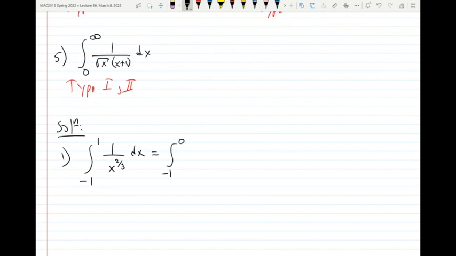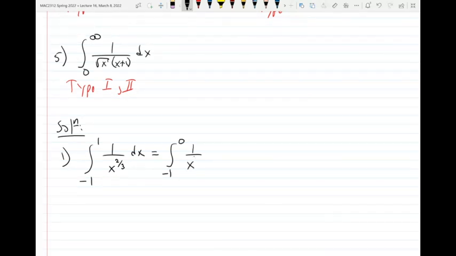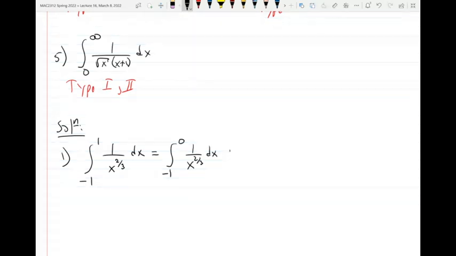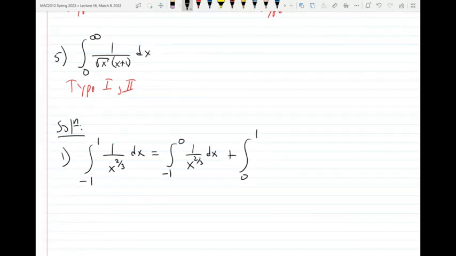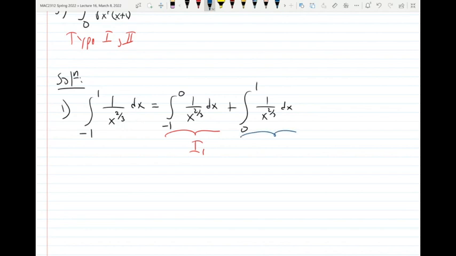So this is the same as the integral from -1 to 0. Remember, you can always pick a point inside your interval and split your integral in 2. In this case, we're picking 0 because that's the one that we want to pay attention to. And then the integral from 0 to 1 of this. For simplicity, I'm going to call this one I1, and I'm going to call this integral I2. Our integral is going to converge provided that both of these integrals converge, and if they do, then the integral that we have equals the sum of these two integrals.